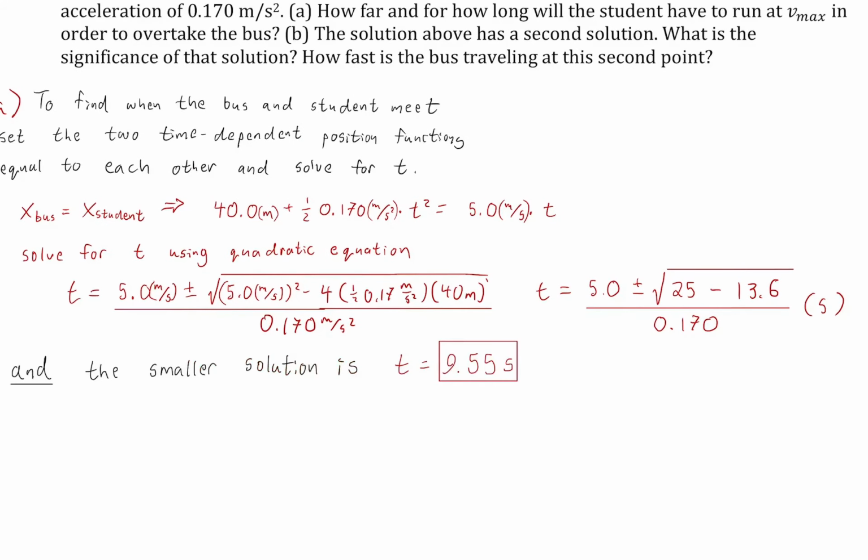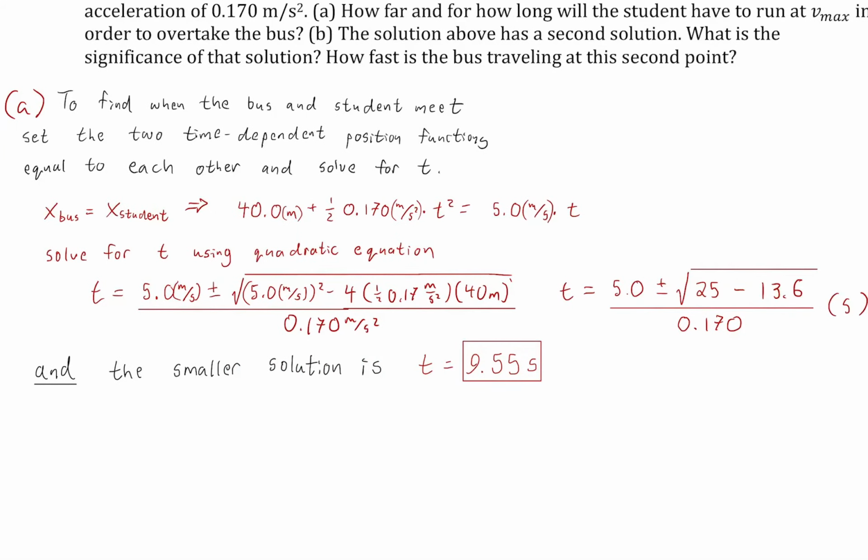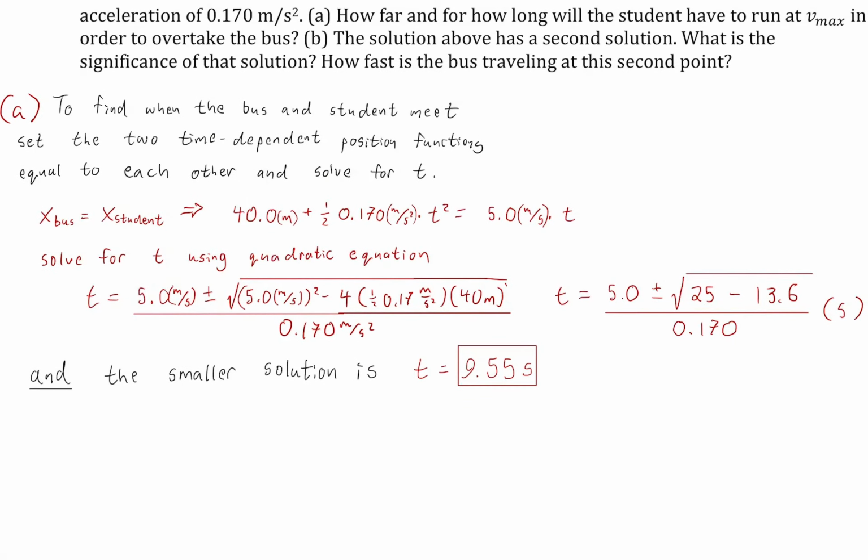And what does that give me then? Well, it's going to give me two solutions, and the smaller solution is 9.55, okay? And it's time, so 9.55 seconds. Okay, so what's that telling me? Well, that tells me that that's a point where the student and the bus are at the same position at the same moment in time.